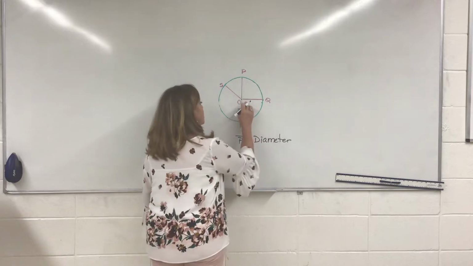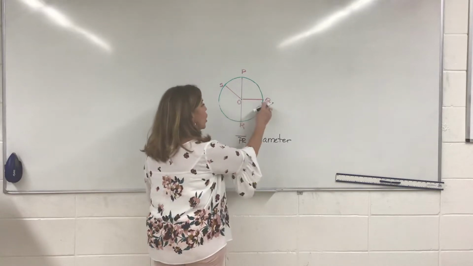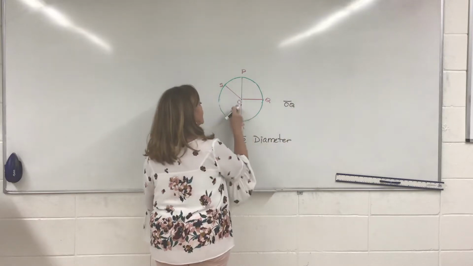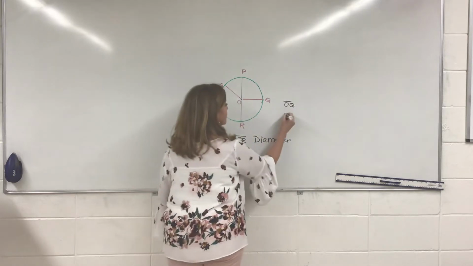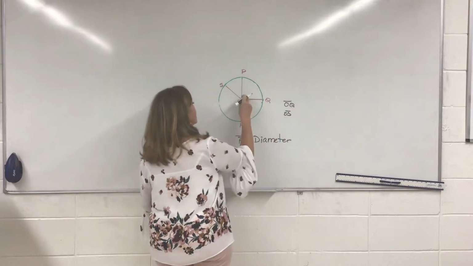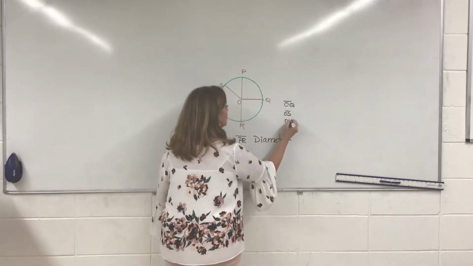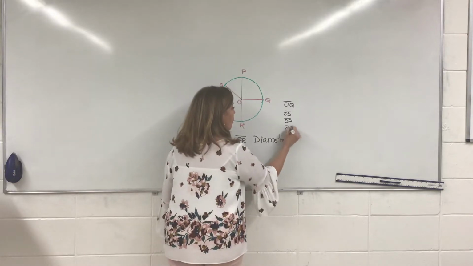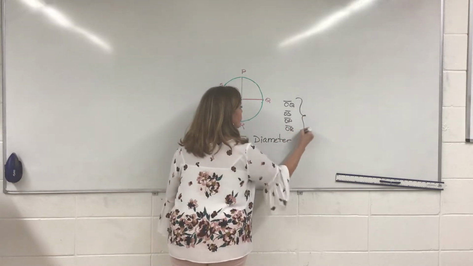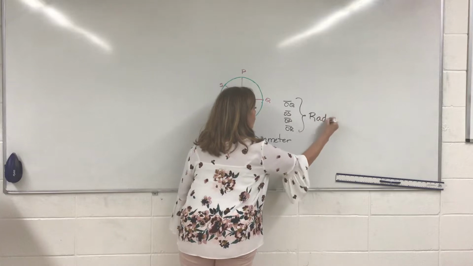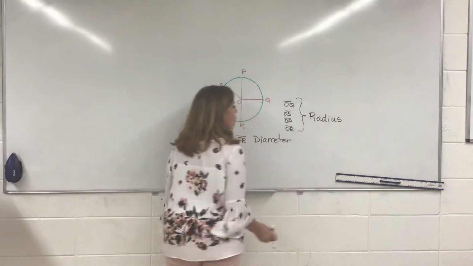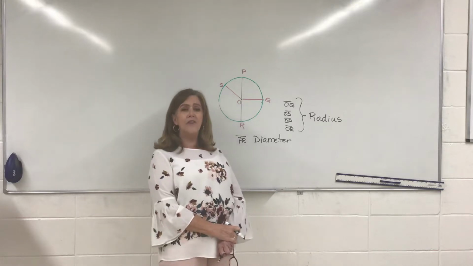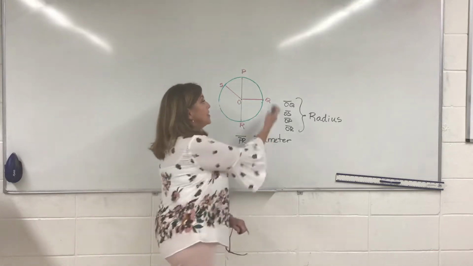So line segment OQ, line segment OS, line segment OP, line segment OR, all of these are a radius, and a radius is half of the diameter. All of these are the same.